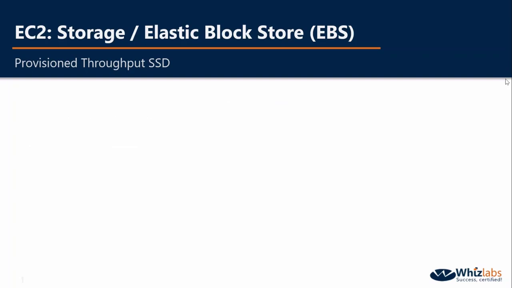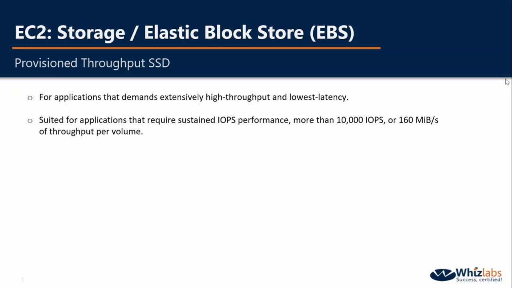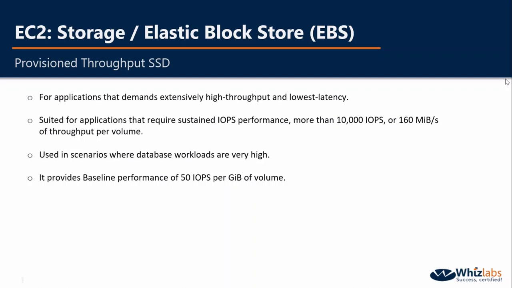In provisioned IOPS SSD, if your application demands extensively high throughput and low latency, you should use this volume type. It is most suited for applications that require sustained IOPS performance or more than 10,000 IOPS or 160 megabits of throughput per volume. It is used in scenarios where database workloads are very high. It is important to remember that it provides baseline performance of 50 IOPS per GB of volume. The minimum IOPS it provides is 100 and max is 32,000.